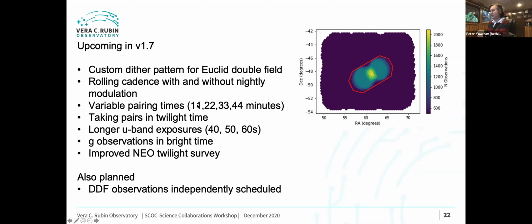Variable pairing times, so we've always run 22 minutes, but we're trying different ones. We'll try taking pairs in twilight. If you remember, right now we're just taking single observations, but we can do pairs in twilight. Longer u-band exposures, going up to 40, 50, or 60 seconds, so that our u-band observations are not read limited.